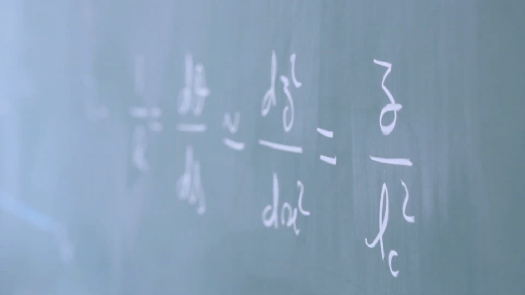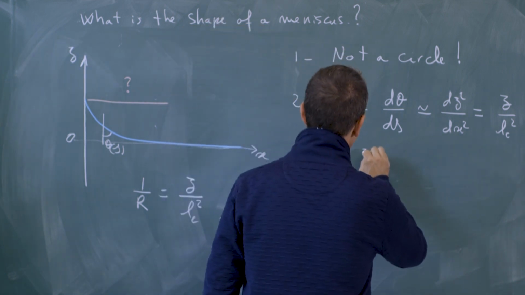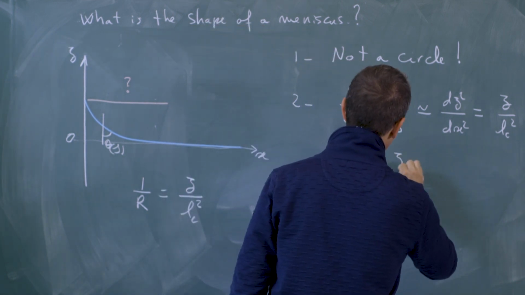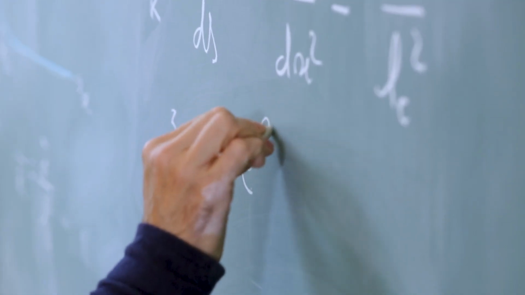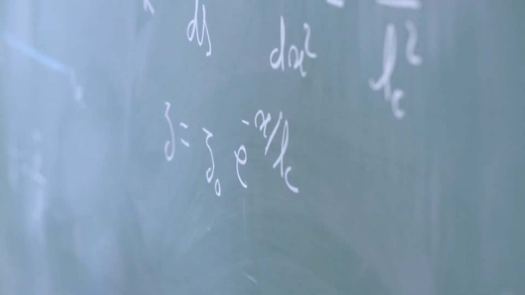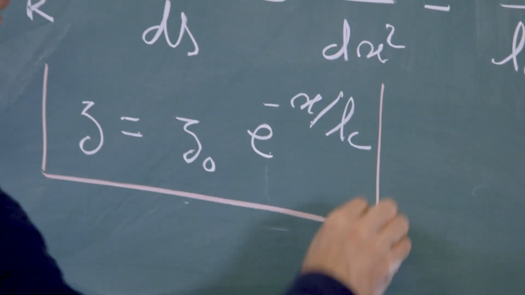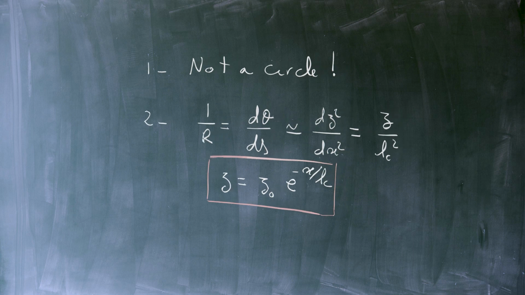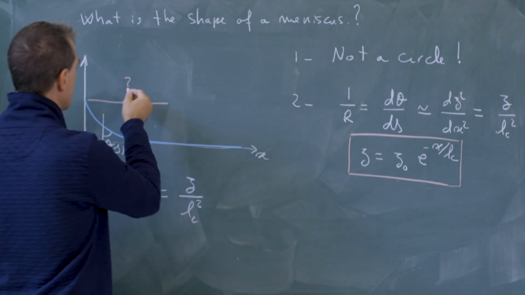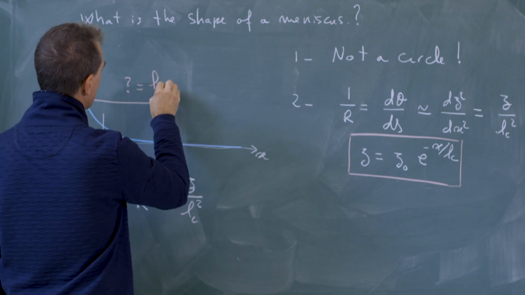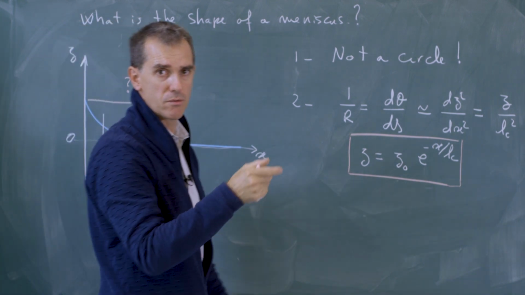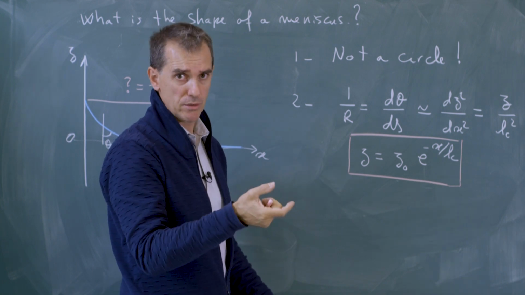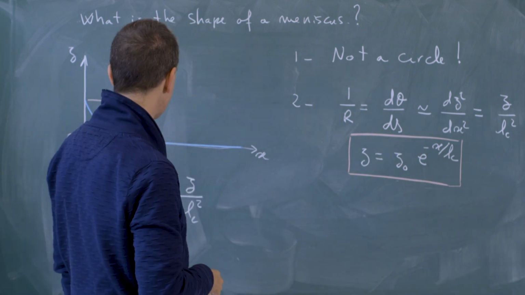And we know the solution of this equation. This solution will be equal to z0 exponential of minus x divided by lc. And this answers our question. We see that as we move in the region which is not too steep, the shape of a meniscus is an exponential with a characteristic length which is the capillary length of the interface. And so this extension is equal to the capillary length. So we will have a region of the order of 3 millimeters in the case of water that will be curved as we put water into our glass.